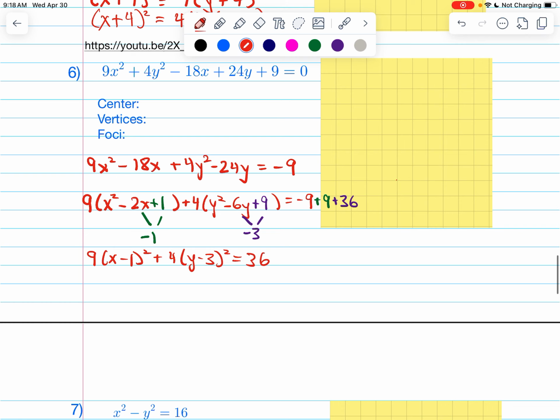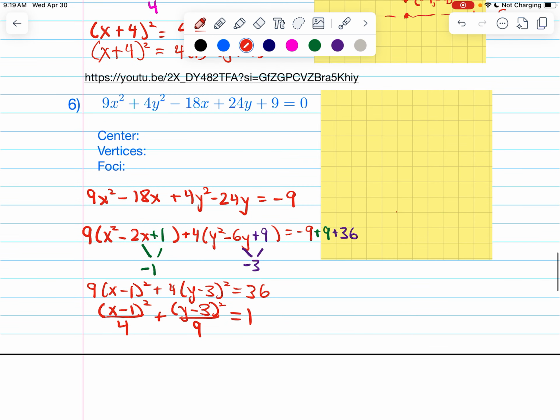Now I need a 1 over here instead of the 36, so I'm going to divide by 36, and I get x minus 1 squared over 4 plus y minus 3 squared over 9. See? Because 4 over 36 reduces to 1/9, and 9 over 36 reduces to 1/4. Okay. So now I'm ready to go. I've got my center, which is 1, 3. So I'm just going to put it here, 1, 3.